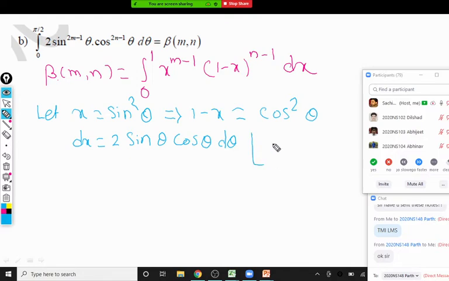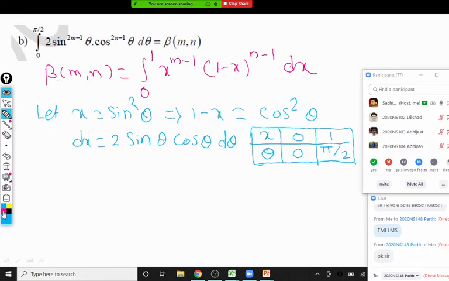And the last important thing is the limit. The variable that we have is x and we selected the new variable as theta. The limit for x is 0 to 1. What is sine inverse 0? When x is 0, what is sine inverse 0? 0. Sine inverse of 1? Pi by 2. Correct. And that gives us the required limits, 0 to pi by 2.